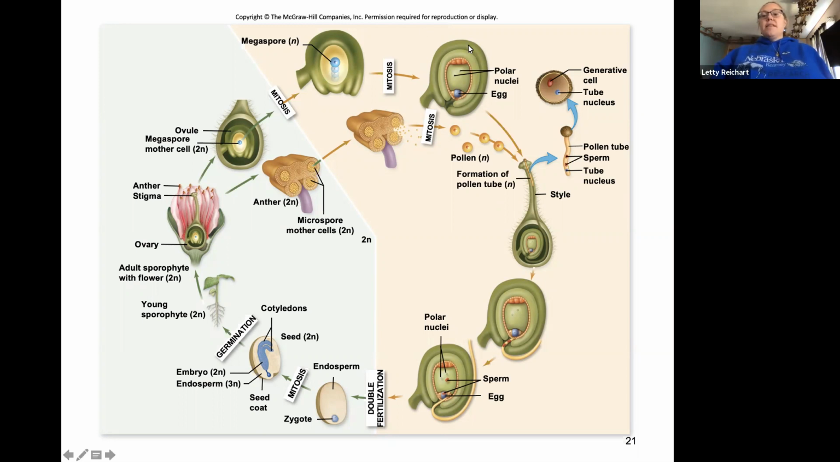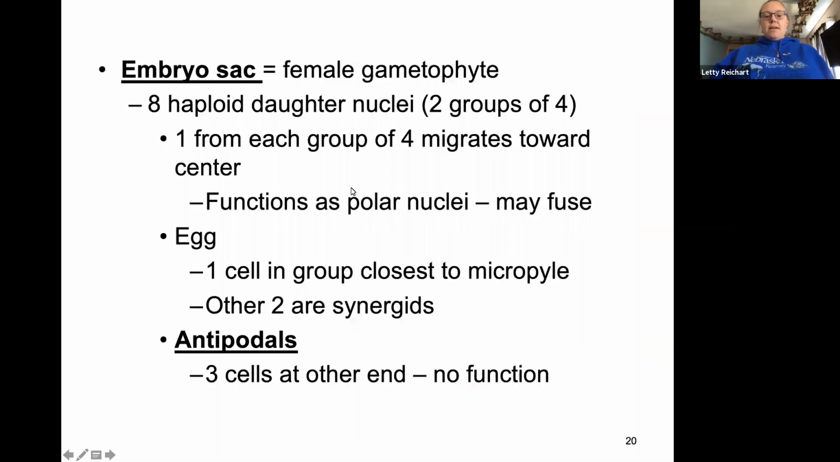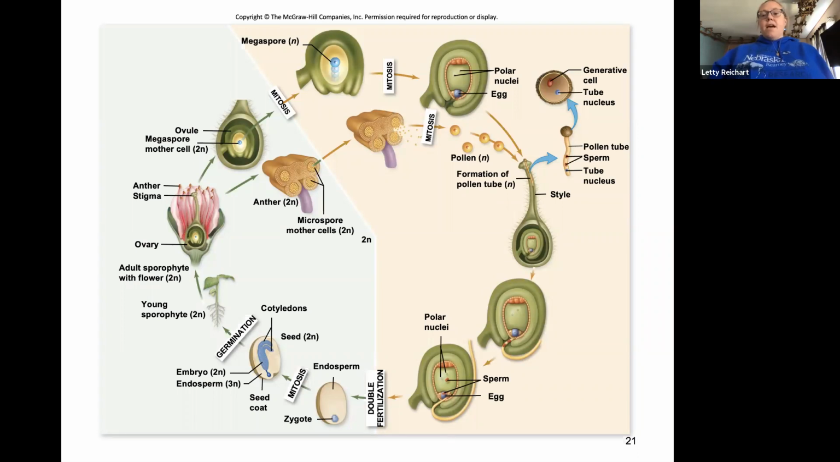On the opposite end of the egg, there are 3 haploid cells called antipodals. Again, I'll go back here, and here we go. Antipodals, again, we have no idea what their function is, and they may not have a function. Now the last 2, so far we've talked about 6 of the haploid nuclei. The last 2 haploid nuclei within the female gametophyte are the 2 polar nuclei that hang out in the center. Those 2 polar nuclei are what are going to eventually develop into the food source for the developing embryo.